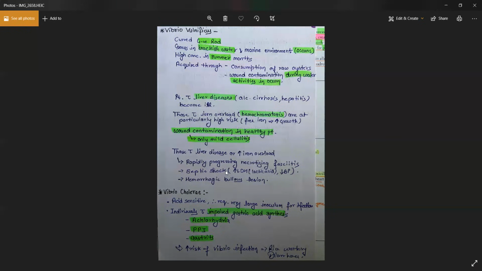Any doubt about this Vibrio vulnificus? Gram-negative bacteria, summer, and ocean water; cellulitis for the healthy patient, and for the diseased patient with liver disease and hemochromatosis, you will get necrotizing fasciitis. Okay. Any doubt?